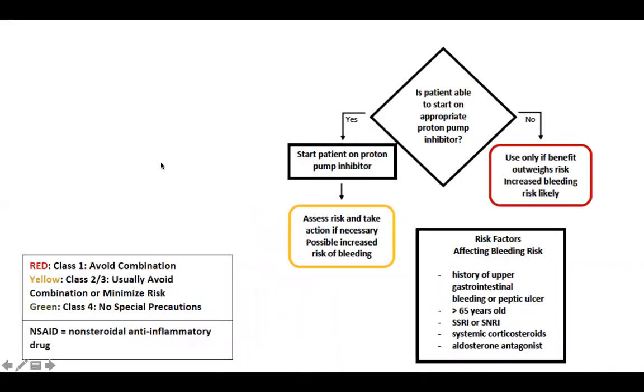As we go down the flow chart, if they're not on a PPI, our decision point is: is the patient able to start a PPI? If they are, it gets back to the same risk category: assess the risk and take action if possible. If they're not, then we really recommend that the patients not be taking these medications concurrently.